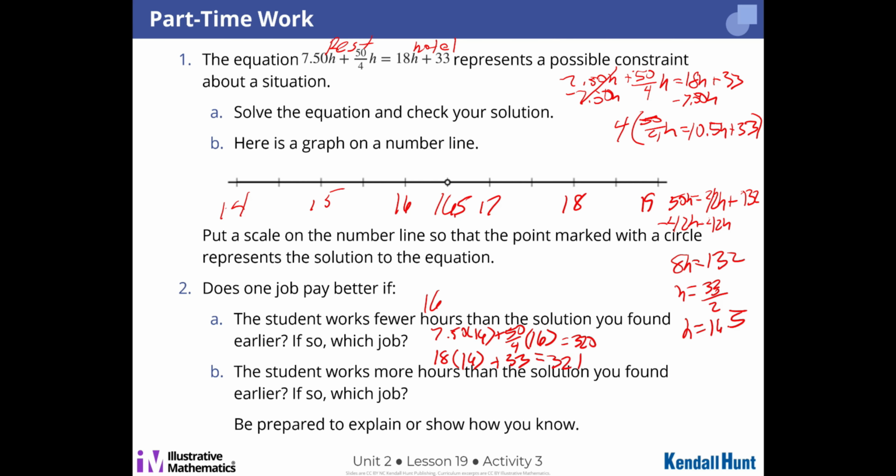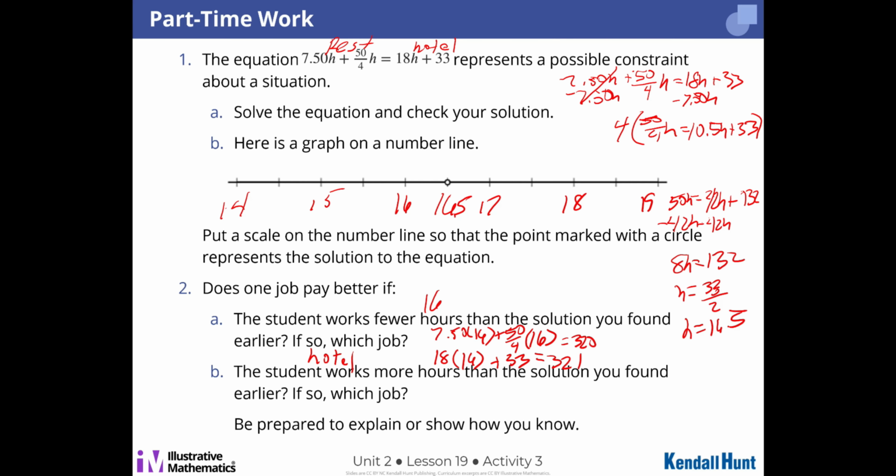Does the student work fewer hours than the solution you found? If so, which job? That would be the hotel. We can see that by our solutions. At the restaurant, we're earning $320 at 16 hours. At the hotel, at 16 hours, we're earning $321. Does the student work more hours than the solution you found?